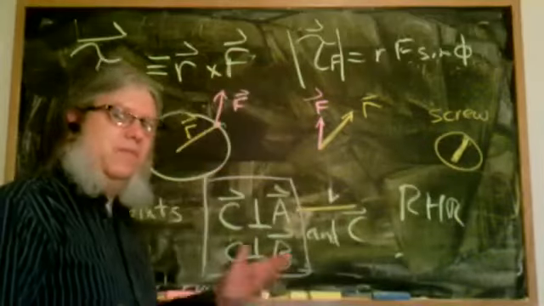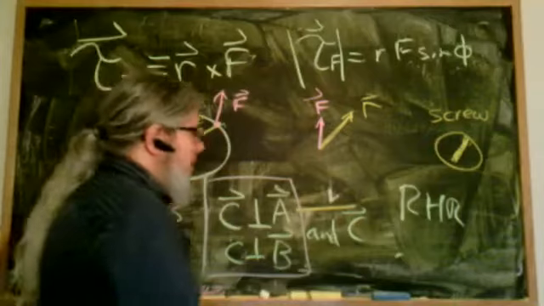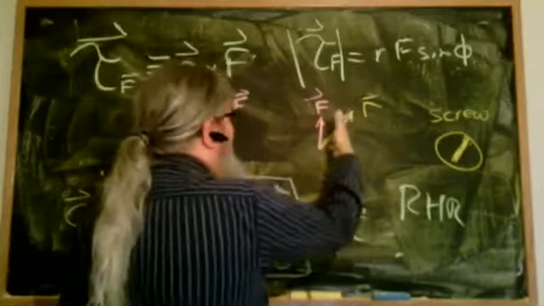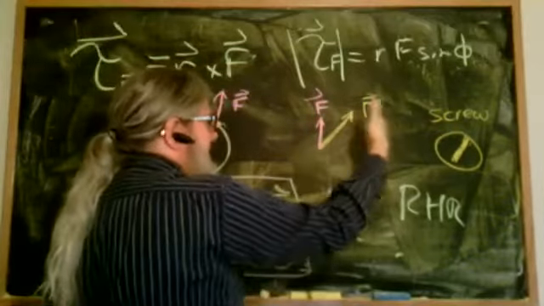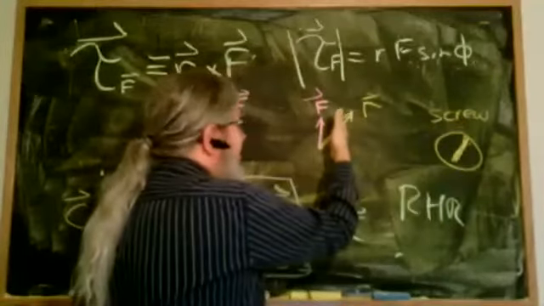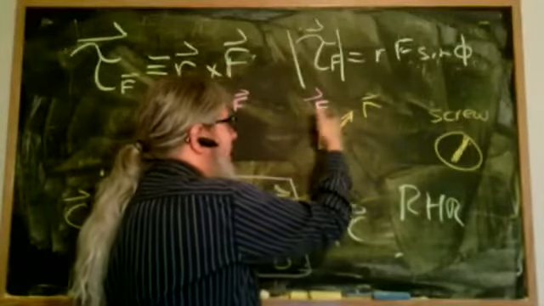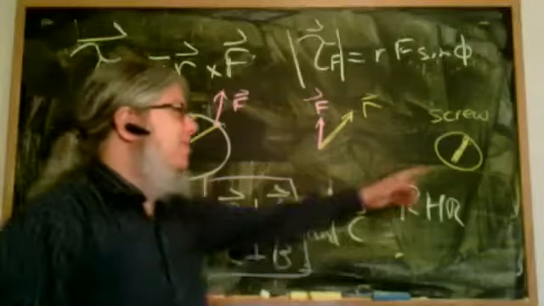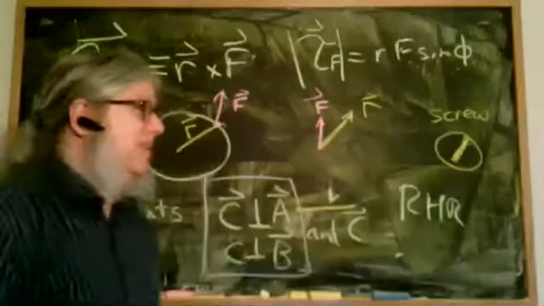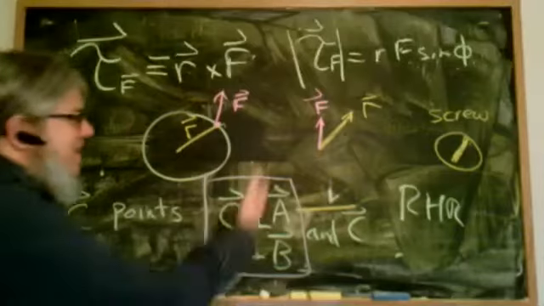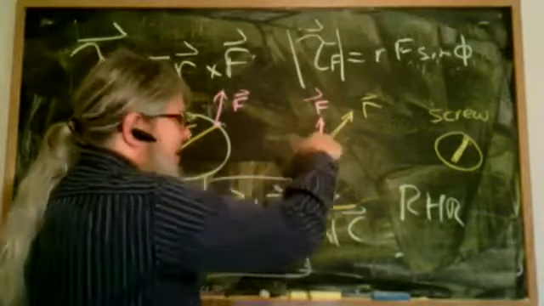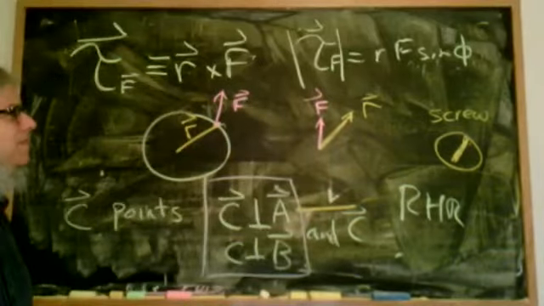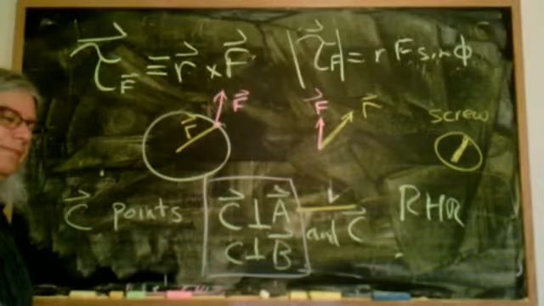Screws in the US are right-handed. So you take your screwdriver and set it up so that the vector R, the first vector, is basically in the slot. Then you turn the screw so that it rotates from R to F. The direction that the screw goes, either out of the board or into the board, tells you the direction of the cross product. So in this case, if I'm turning counterclockwise, the screw is going to come out. That means the torque is out of the board, not into the board. Questions about that?